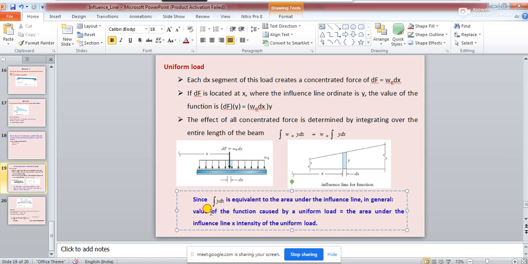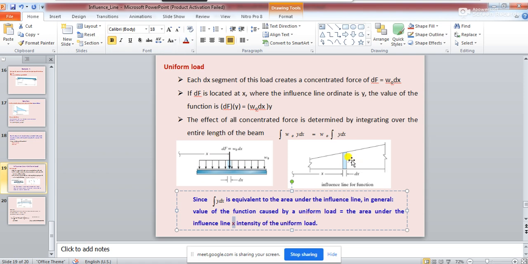So what is the value of the function? The value of the function is nothing but the value of the moment, shear, or reaction at a particular point, which will be caused by the moving uniform load. That will be given by the area under the influence line multiplied by the intensity of the uniform load.